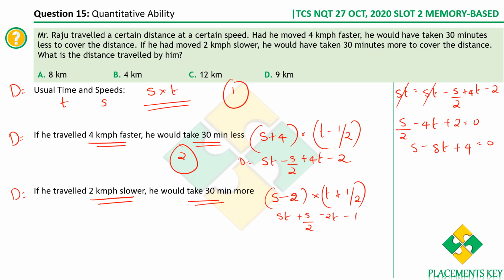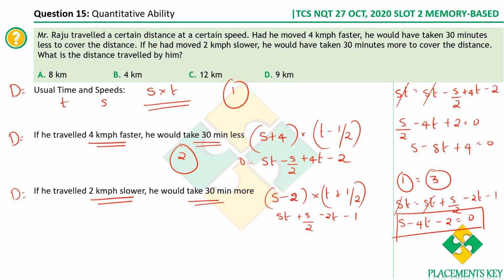Now let me equate 1 and 3, the distance computed in 1 and the distance computed in 3. We get st is equal to st plus s by 2 minus 2t minus 1. The st cancels, so we get s minus 4t minus 2 is equal to 0. So we have got two equations.